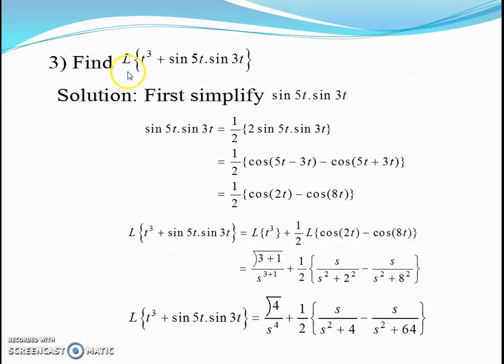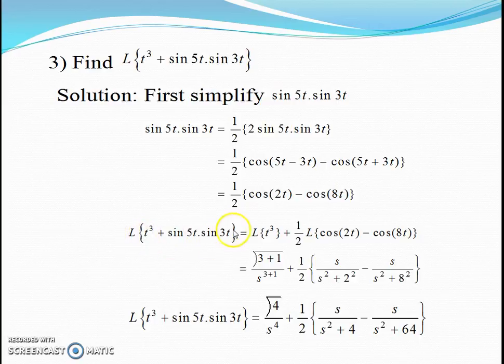Now example number 3, find Laplace transform of t cube plus sin 5t into sin 3t. First of all, we simplify sin 5t into sin 3t. This product is not in our standard form. So using the 2 sin A sin B formula, we write sin 5t into sin 3t equal to 1 upon 2 into 2 sin 5t into sin 3t. That is equal to 1 by 2 in bracket cos of 5t minus 3t minus cos of 5t plus 3t, using the trigonometry formula for 2 sin A sin B. That is equal to 1 upon 2 in bracket cos of 2t minus cos of 8t.